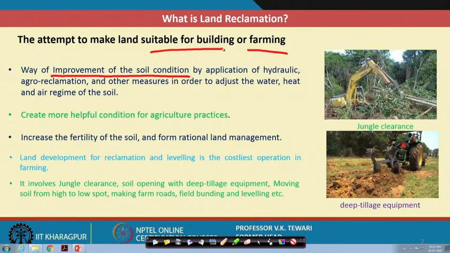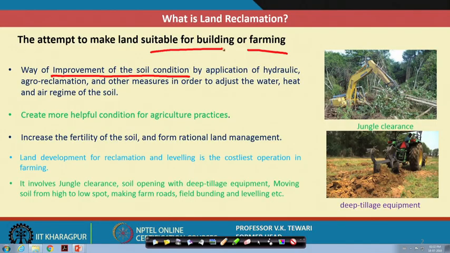Here the improvement of the soil condition is by application of hydraulic, agro-reclamation and other measures in order to adjust the water, heat and air regime of the soil. The vegetation which is there, or the area which has not been used for a long time, will have several things which are essential to be removed for our requirement, as maybe farming or for a building structure or for any other thing. So you would like to channelize the water reserve which is there, or the heat and air regime of the soil.